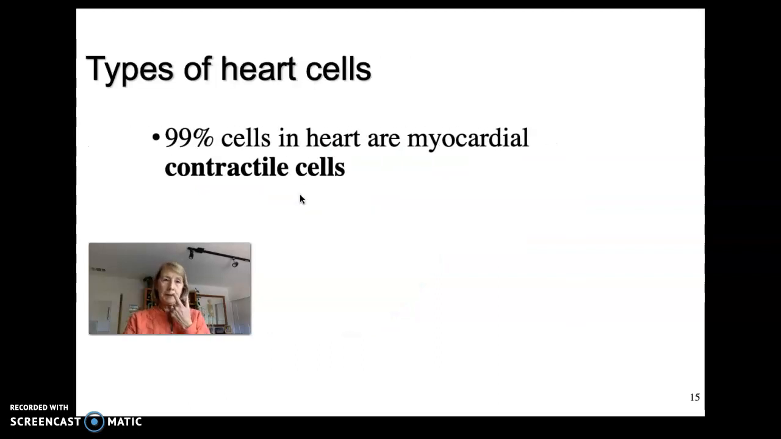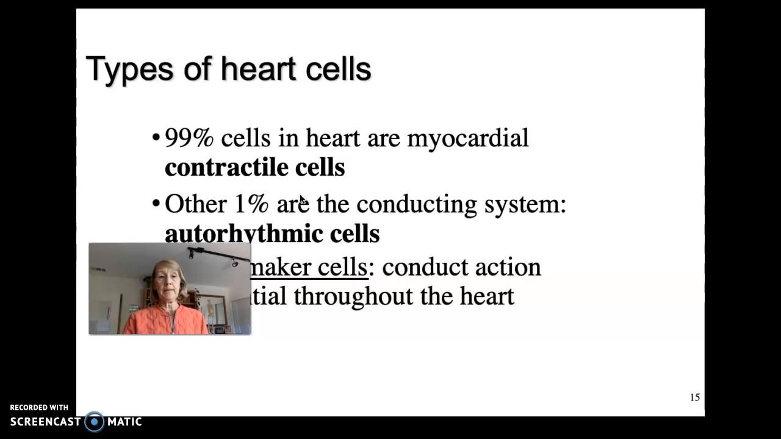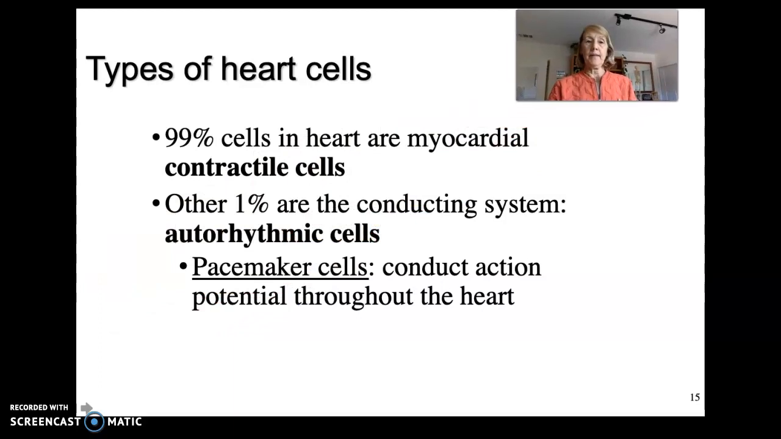So as a reminder, most of them are not those. Most of them are contractile cells. That's what they do really well. They contract. They can contract super well. 99% of the cells in the heart are myocardial contractile cells. But the other 1%, which we're talking about now, are the autorhythmic pacemaker cells, and they are going to keep that rhythm of firing through the heart.